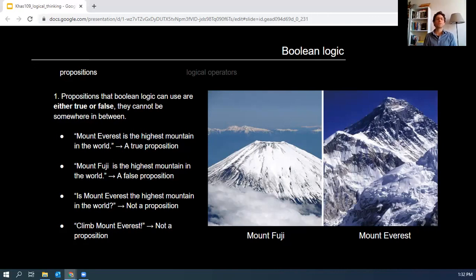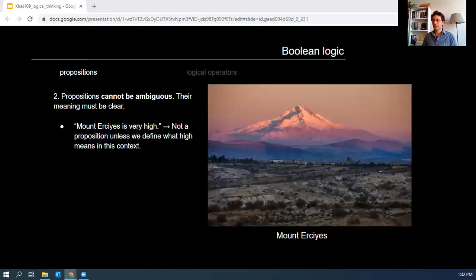And the fourth one says, climb Mount Everest. It's a command, it's an imperative. And imperatives or commands are not propositions either. It doesn't have a truth value. The action that you take after this imperative, or the response you give, might have a true or false value. You might say, no, I'm not going to climb, which might have a true value. But the imperative itself does not have a truth value. So here in this slide, I'm trying to show you that propositions which have either a true or false value can be used in our arguments when we are dealing with Boolean logic. Okay, let me go on.